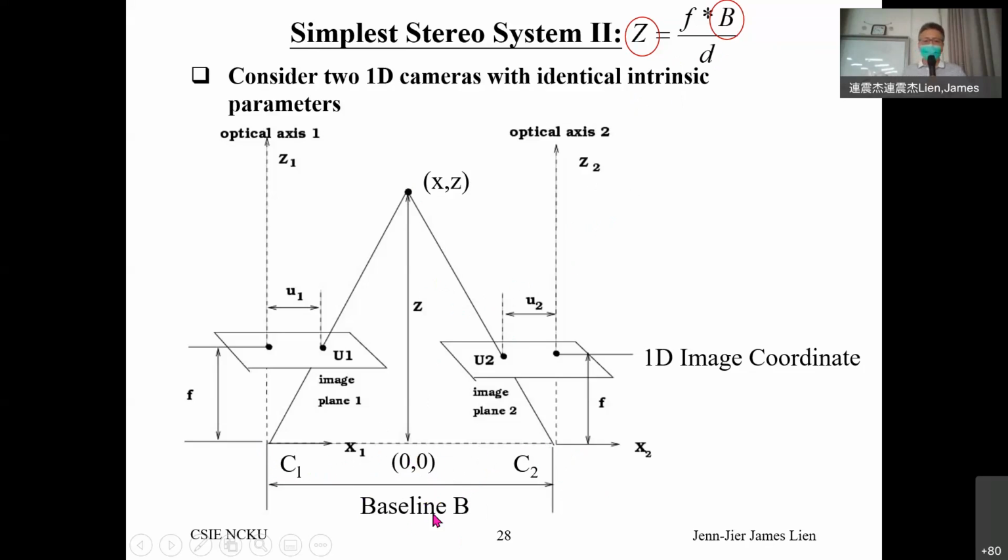Baseline, we call B, defines B. So the distance, and this B is what you design. Stereo is what you design. If I design two cameras and put them in two positions, my experience is this one is between 5 centimeters to 30 centimeters.